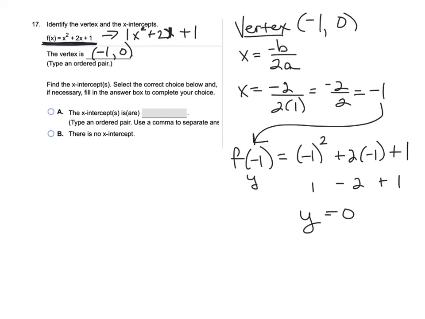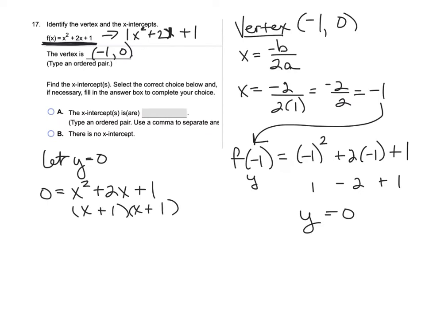So the x-intercepts, basically, we let y equal 0. Okay, that's f of x is 0. And it should factor. Hopefully it will. See, that's plus 1 plus 1. All right, so we solve each one.